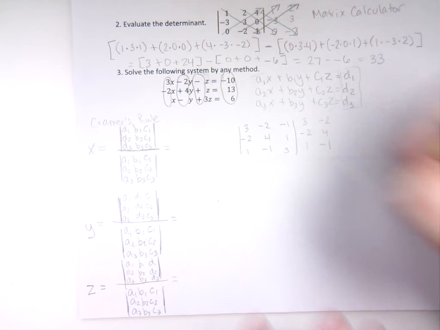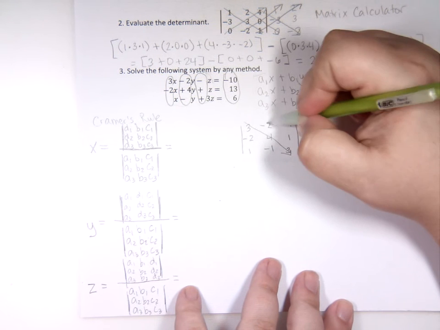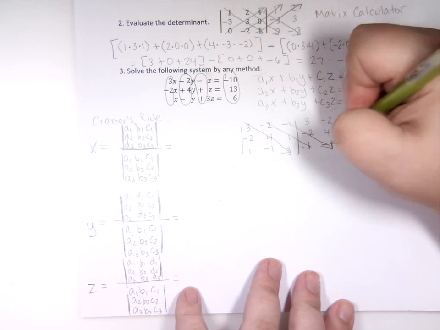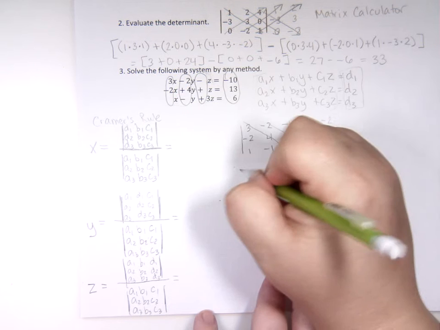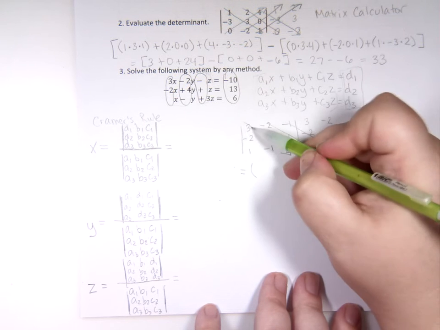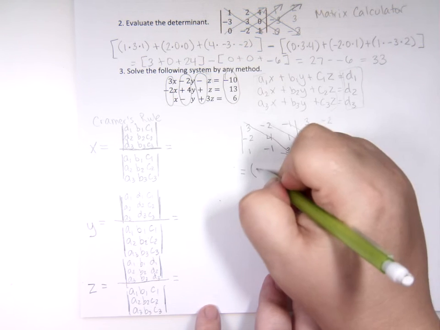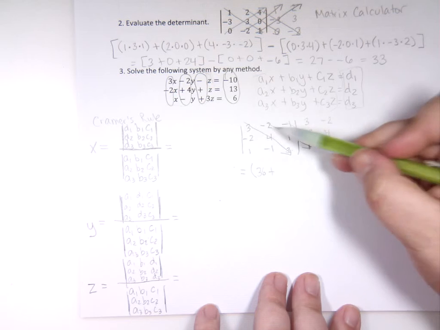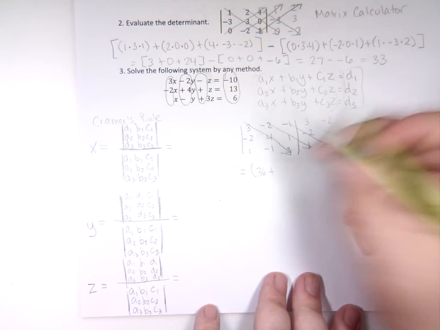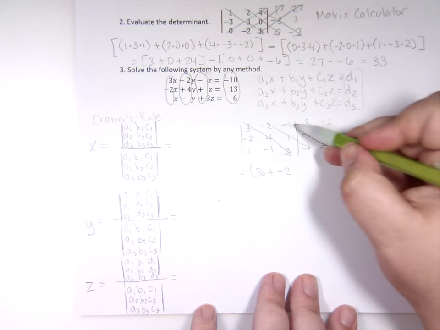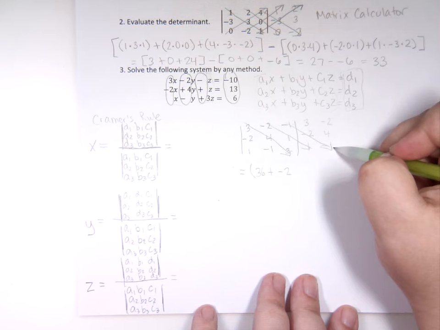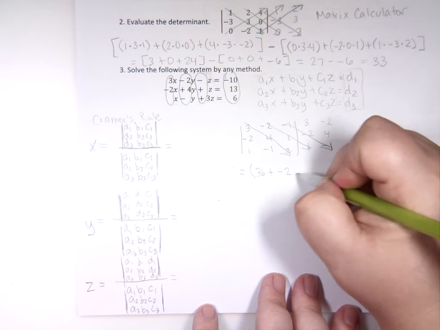Okay, so we're going to multiply down the diagonals first. So we've got 3 times 4 times 3, that's going to be 36, plus negative 2 times 1 times 1, that's negative 2. Negative 1 times negative 2 times another negative 1, that's going to be a negative 2.